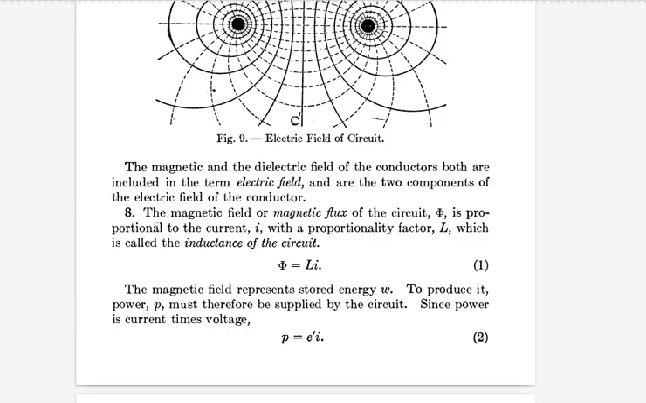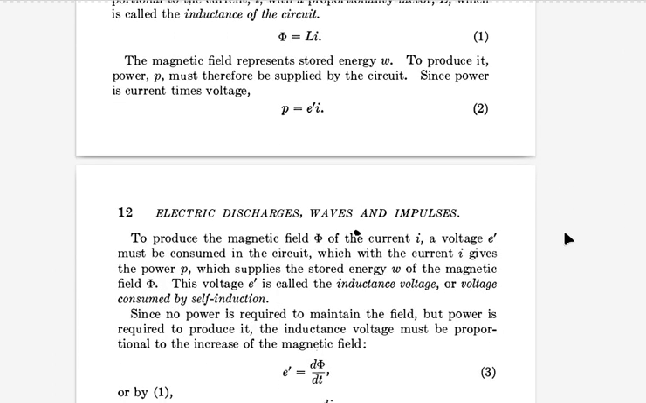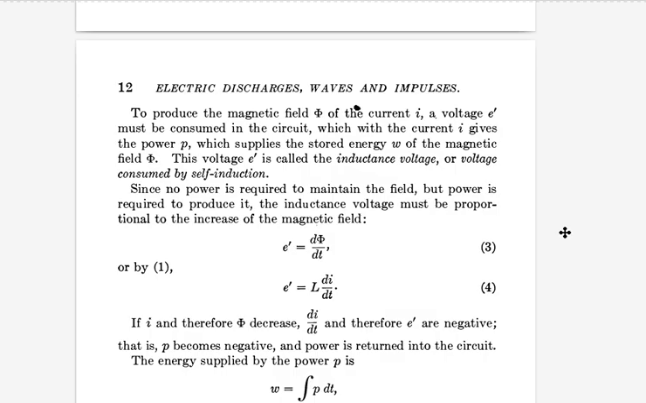8. The magnetic field or magnetic flux of the circuit, phi, is proportional to the current, I, with a proportionality factor, L, which is called the inductance of the circuit. Phi equals L times I. The magnetic field represents stored energy W. To produce it, power, P, must therefore be supplied by the circuit. Since power is current times voltage, P equals E prime times I. To produce the magnetic field phi of the current I, a voltage E prime must be consumed in the circuit, which with the current I gives the power P, which supplies the stored energy W of the magnetic field phi.